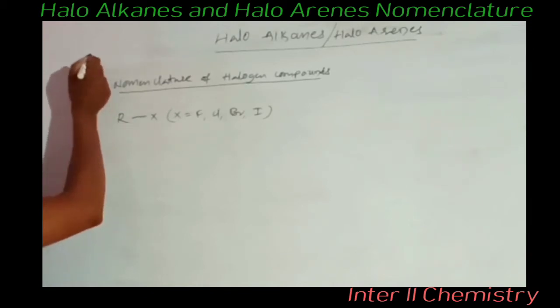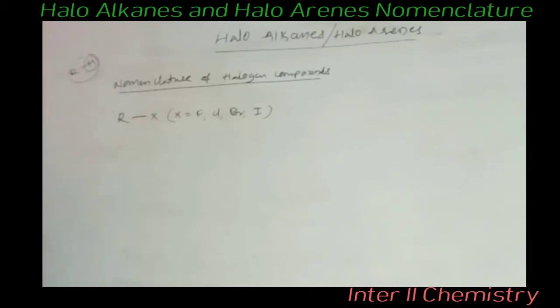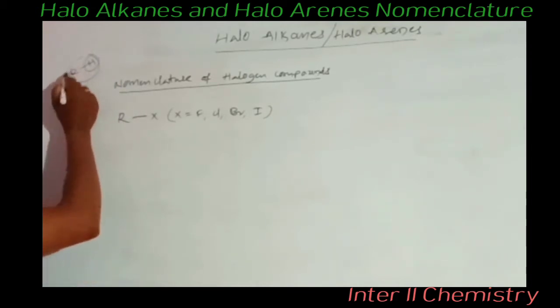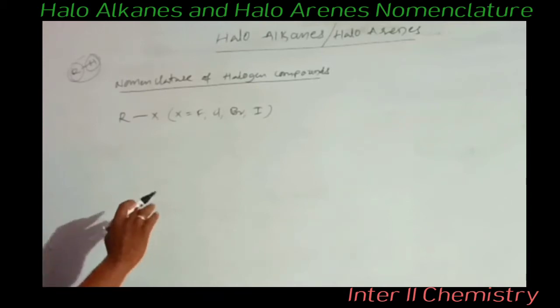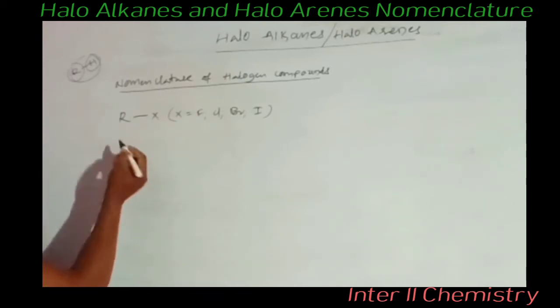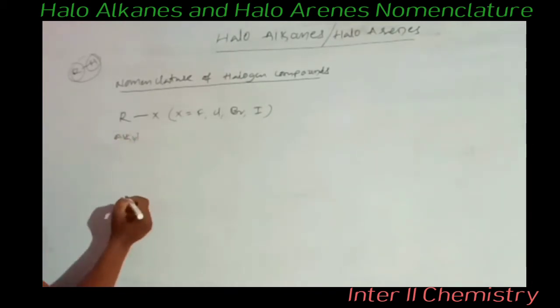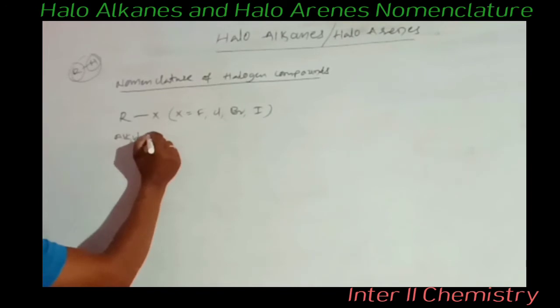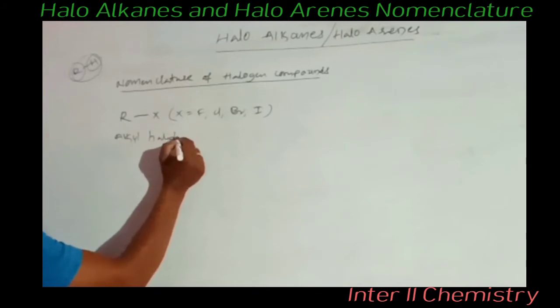Here this is a hydrocarbon. If it is a hydrocarbon, by the removal of one hydrogen, the remaining group is called an alkyl group. In the same way, if it is an arene and we remove one hydrogen from the arene, we get the aryl group. That's why we have alkyl halides as well as aryl halides. Here it is the alkyl group, and the name of the halogen is written as a halide: alkyl halide.